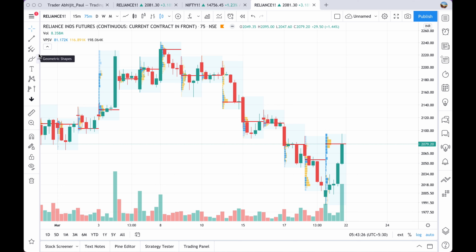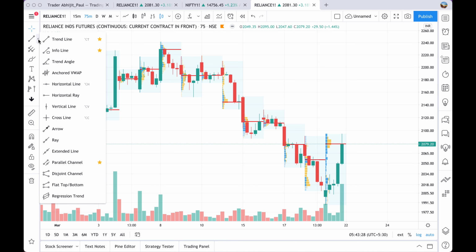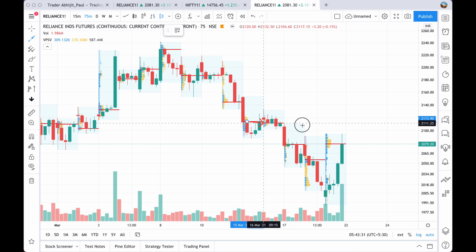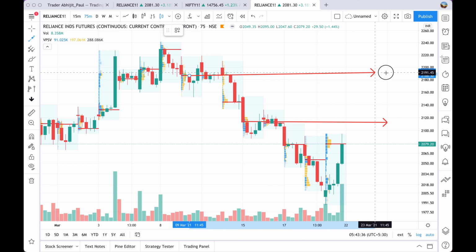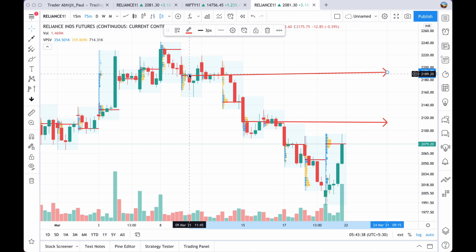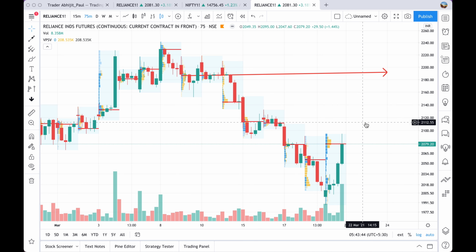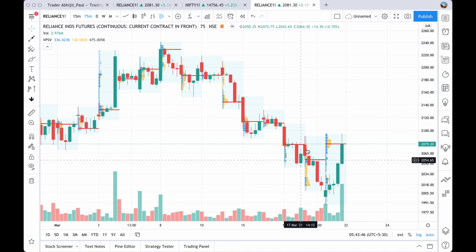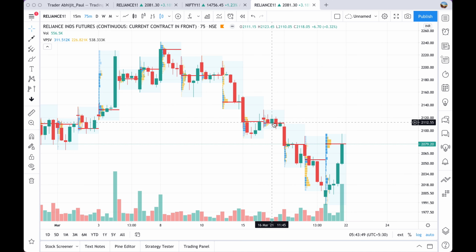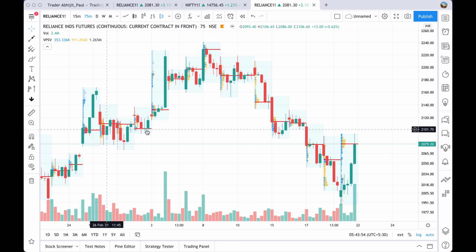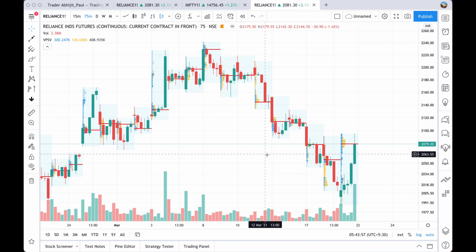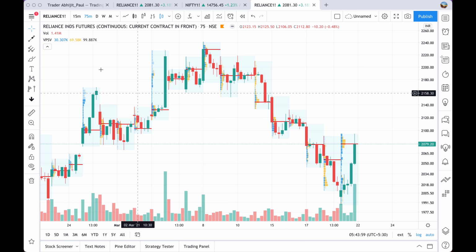What this helps us to do is find some areas where you have a cluster of POC. So we can see that this level and this level have clusters of POC, meaning a lot of volumes have happened in this zone. So we can expect them, not necessarily that they will work all the time, to act as some degree of resistance on the upside, or if we see the same thing on the downside, we can expect some degree of support to come in. That's volume profile for each and every session.